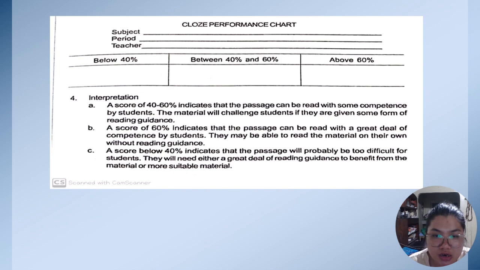A score of 40 to 60 indicates that the passage can be read with some competence by students. The material will challenge students if they are given some form of reading guidance. A score above 60% indicates that the passage can be read with a great deal of competence by students. They may be able to read the material on their own without reading guidance. The last one is a score below 40, which indicates that the passage will probably be too difficult for students. They will need either a great deal of reading guidance to benefit from the material or more suitable material.